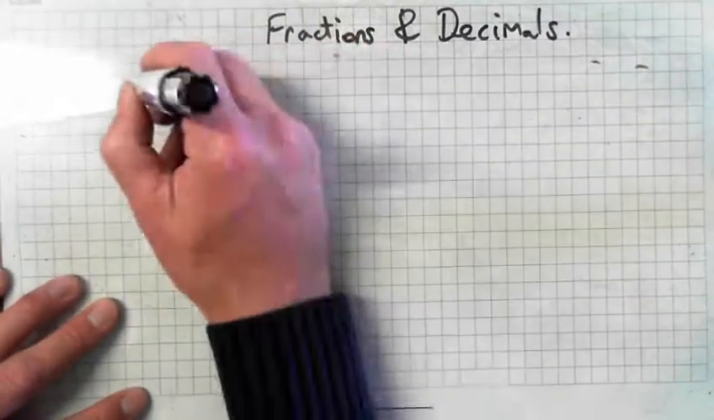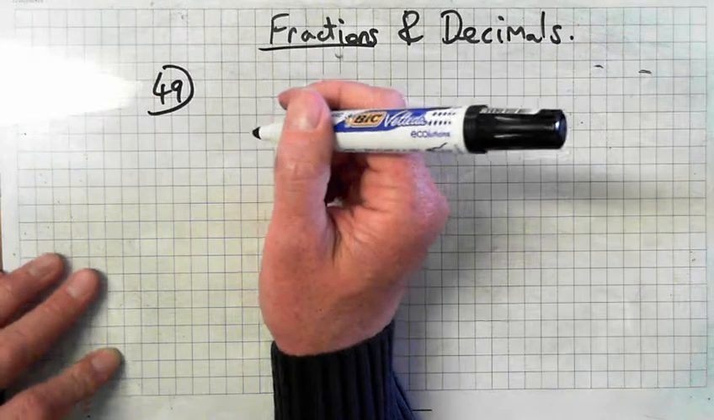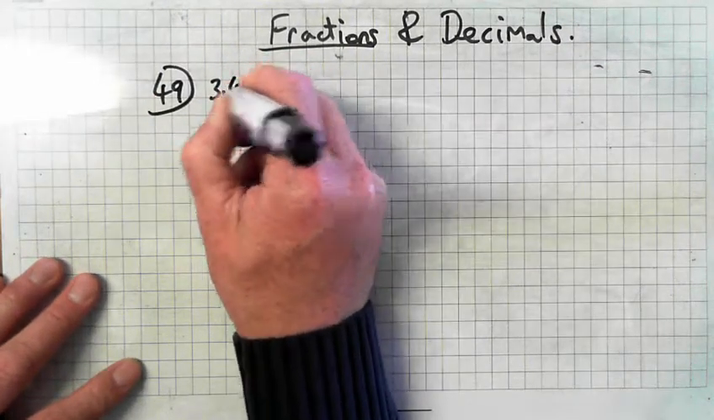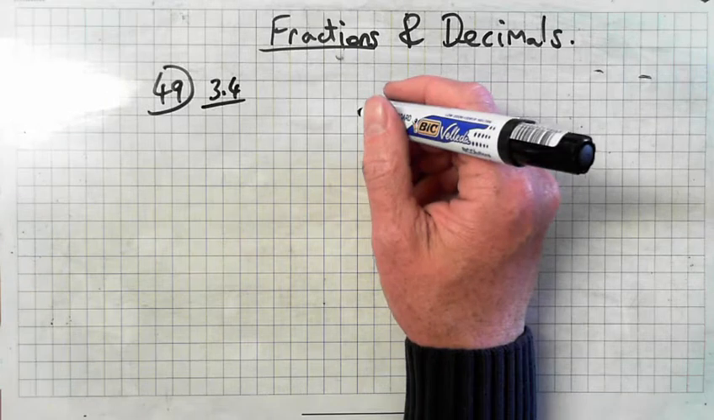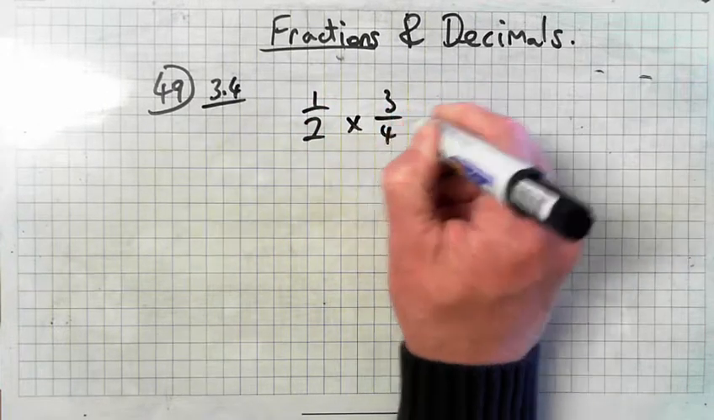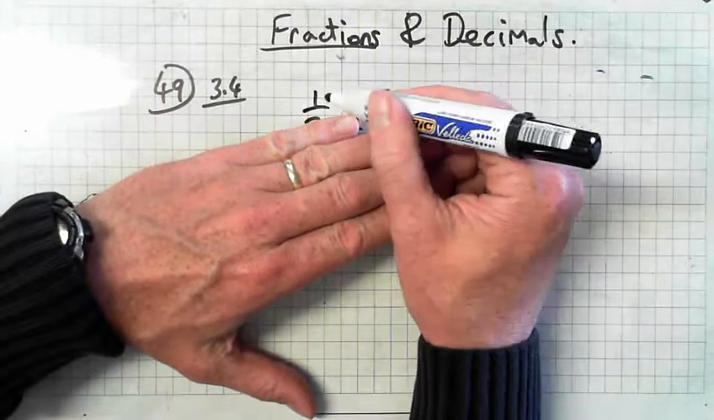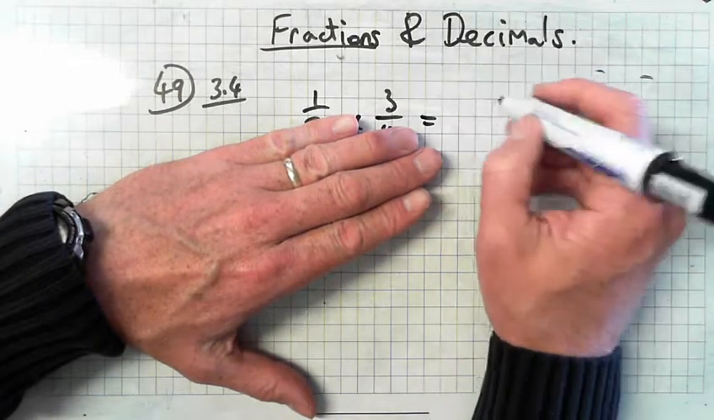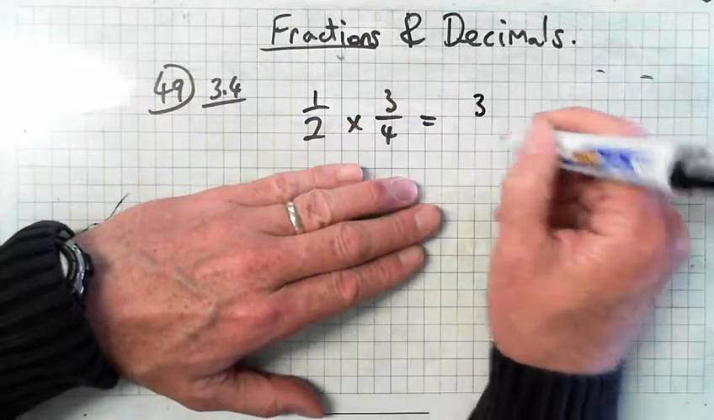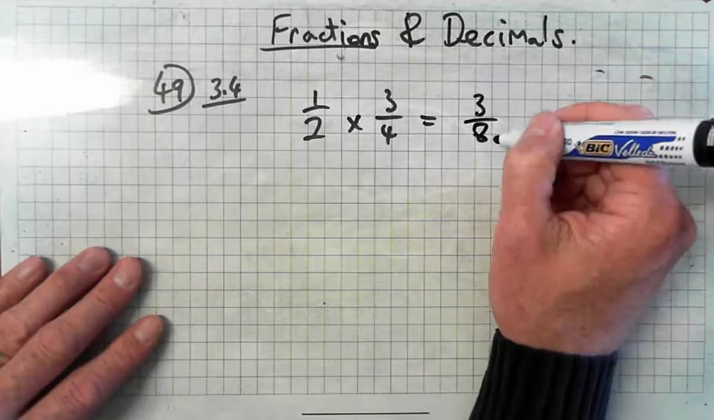Okay, we'll start off with fractions on page 49 in the book. It's exercise 3.4. Alright, so we'll start off with some simple ones. So a half times 3/4. In fractions, when you multiply, you just look at the top. You multiply the numerators, 3, and you multiply the bottom numbers, 8. 3/8. You can't simplify that any further.